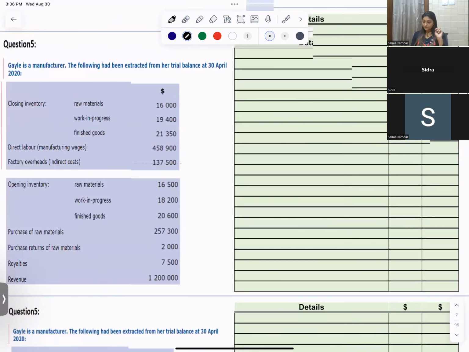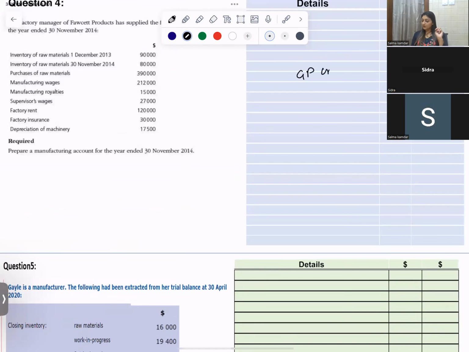Gross profit on trading and gross profit on manufacturing, or the factory profit. But this factory profit is not realized in full. Why? Do you earn the entire factory profit?